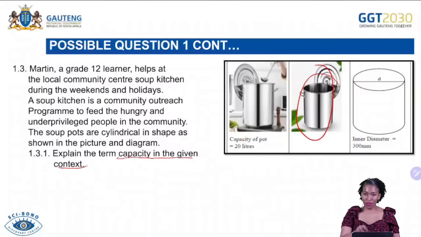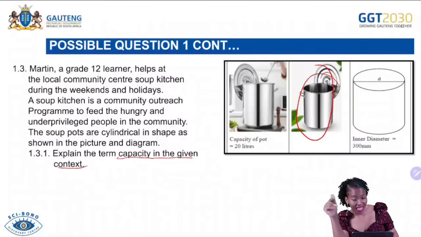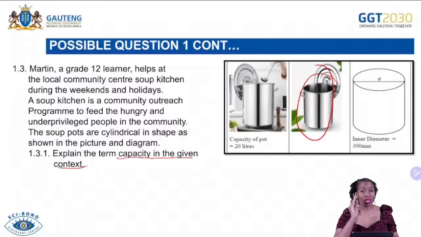So in this context of ours, we are talking about soup. So if you were to explain capacity in this context, you will say capacity in this context is the amount of soup that the pot can hold. I hope it makes sense. The amount of soup that the pot can hold. That is the capacity of the pot. So in this case, when you explain according to the given context, guys, you don't just explain. If you just explain broadly, even if your definition is correct, but if it is not according to the context, then you've missed the plot. You don't get any marks. So when you explain according to the context, if the question says explain according to the context.